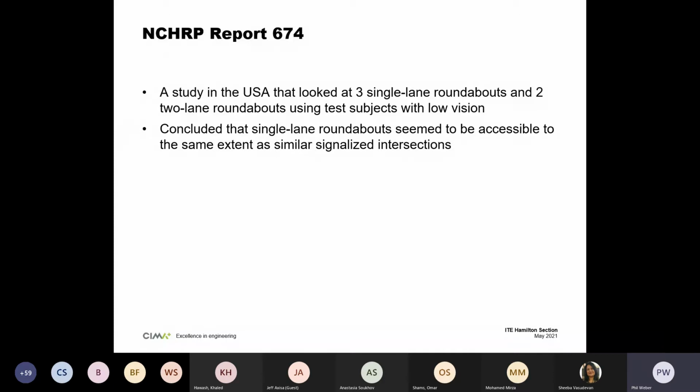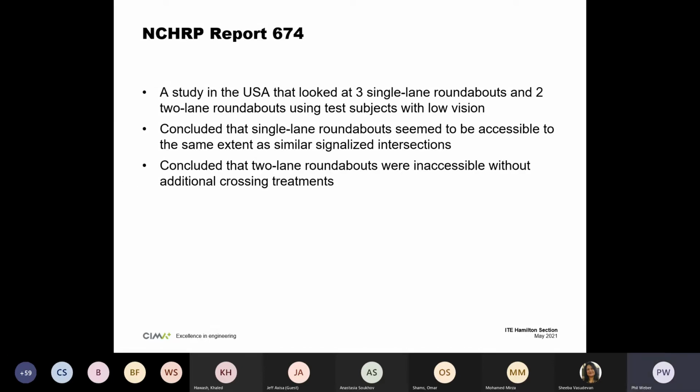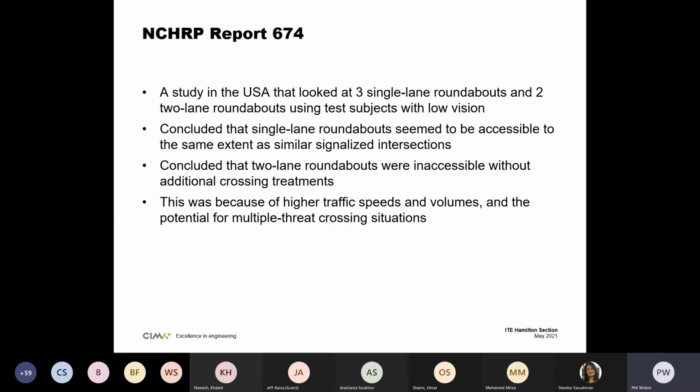Basically, the outcome of the study was single-lane roundabouts seem to be accessible to the same extent as similar signalized intersections. But multi-lane roundabouts, in this case 2-lane roundabouts, were considered inaccessible without additional crossing treatment. So that was a pretty significant finding. The reason for this was that the multi-lane roundabouts, of course, had higher speeds, higher volumes, and also the potential for a multiple threat crossing.